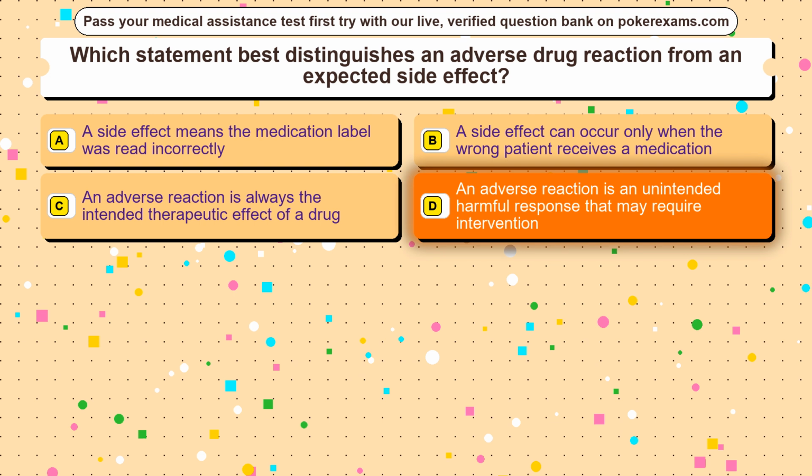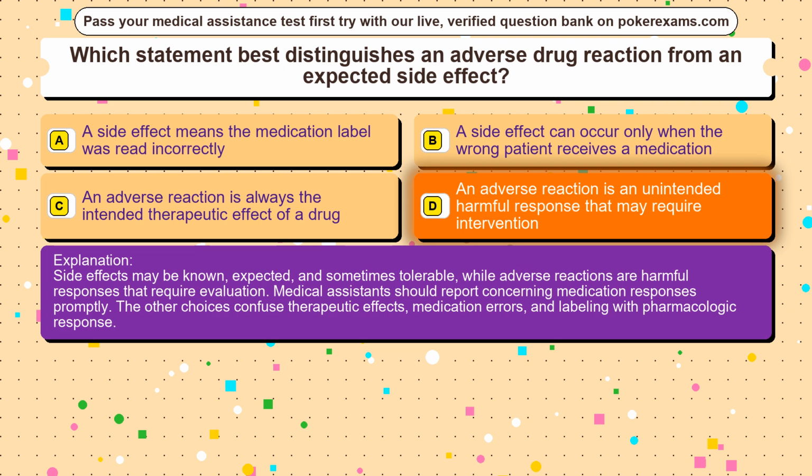The correct answer is option D. An adverse reaction is an unintended harmful response that may require intervention. Side effects may be known, expected, and sometimes tolerable, while adverse reactions are harmful responses that require evaluation. Medical assistants should report concerning medication responses promptly. The other choices confuse therapeutic effects, medication errors, and labeling with pharmacologic response.